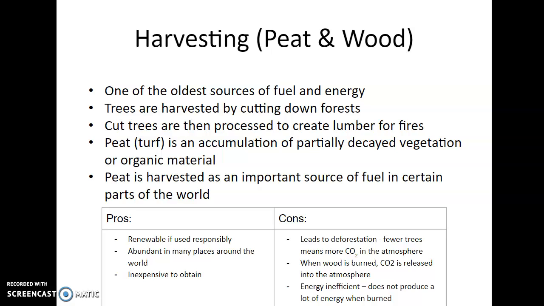However, there are some cons. It leads to deforestation, which means there's more carbon dioxide in the atmosphere, which is not good for us. And then when wood is burned, carbon dioxide is released into the atmosphere, also not good for our atmosphere. And then it's energy inefficient. It does not produce a lot of energy when it is burned.